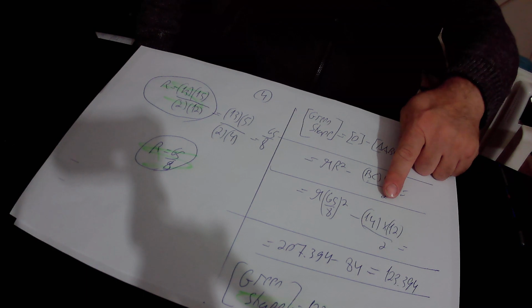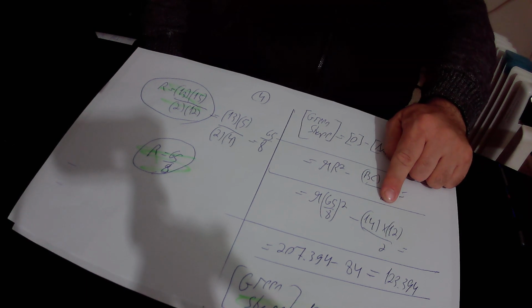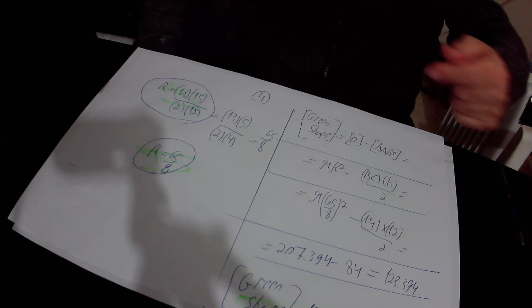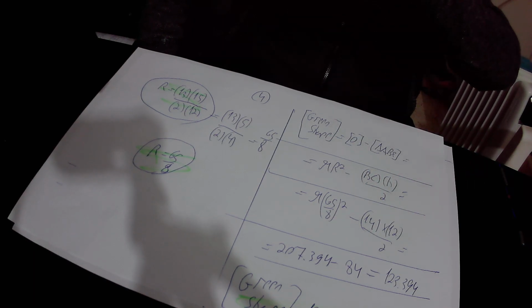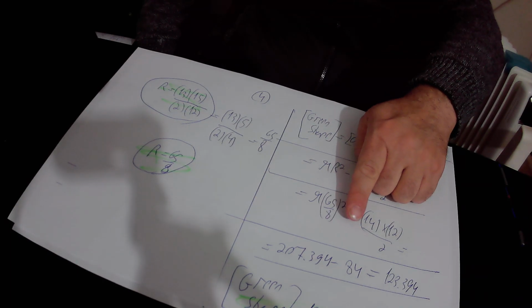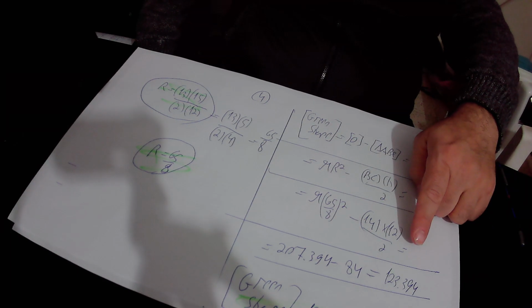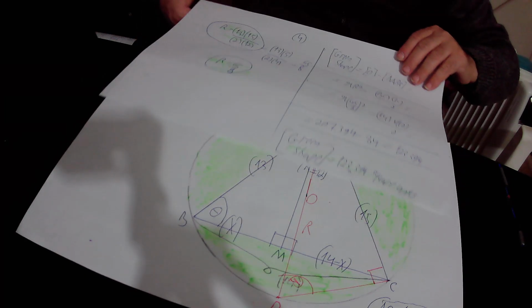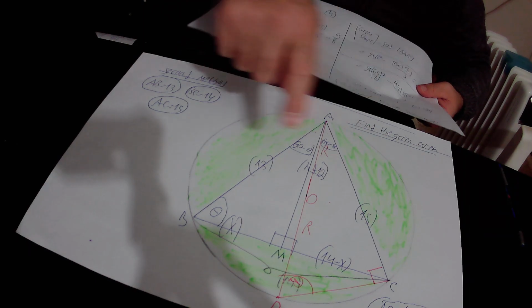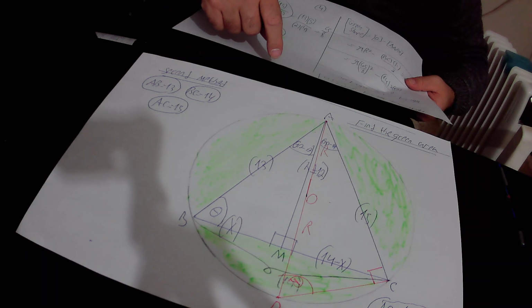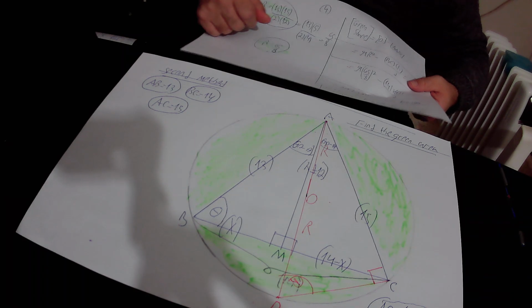And the triangle expression: 14 over 2 is 7, and 7 times 12 is 84. So the area of triangle ABC equals 84 square units. And 207.394 minus 84 equals 123.394 square units. So in conclusion, we found that the area of the green shape in both methods equals 123.394 square units. Okay, thank you very much.